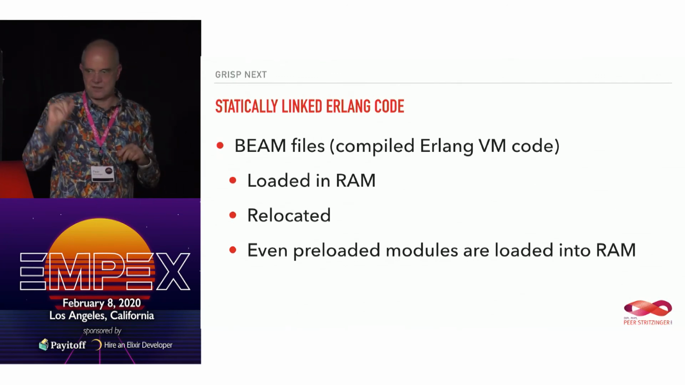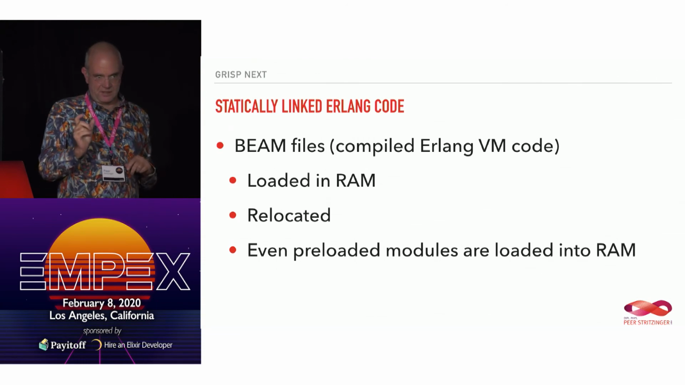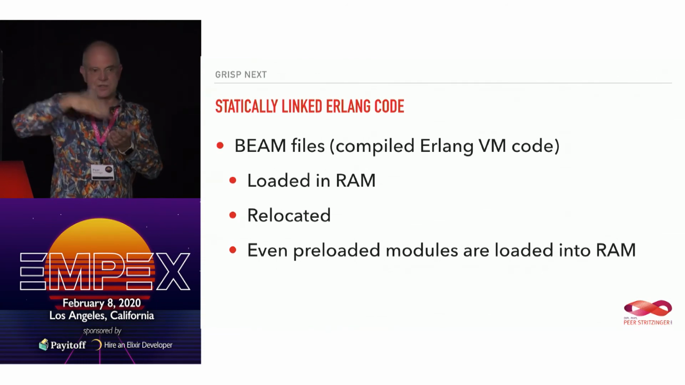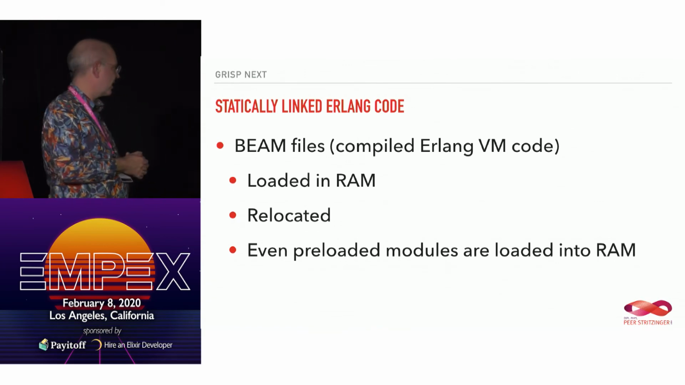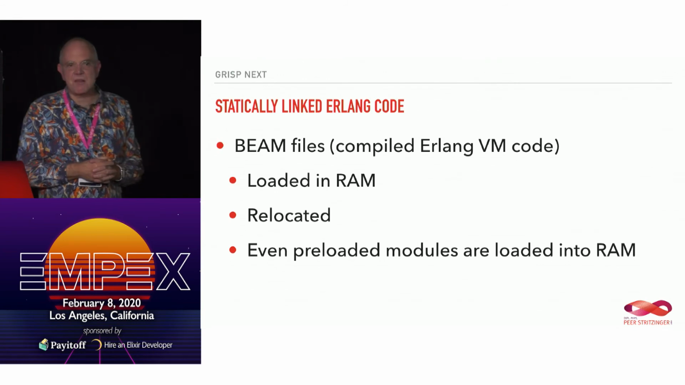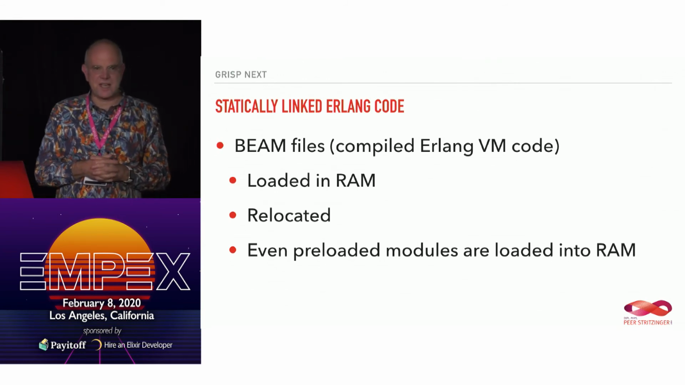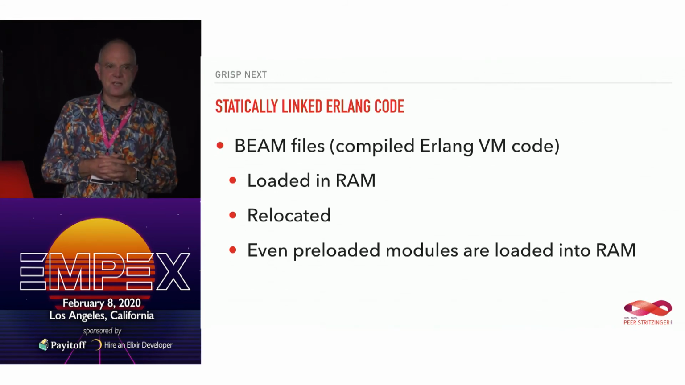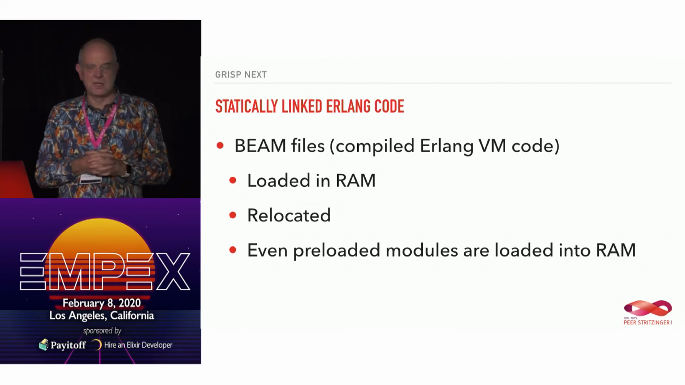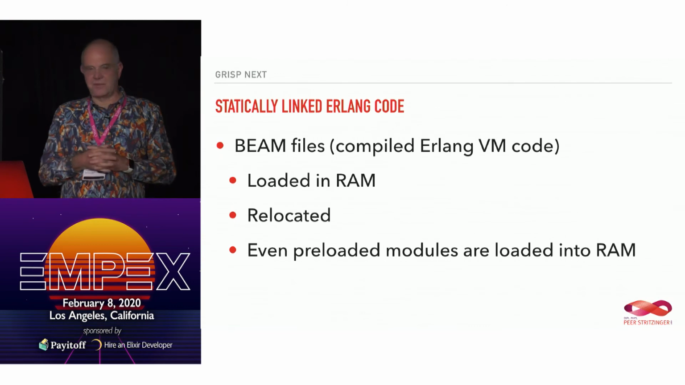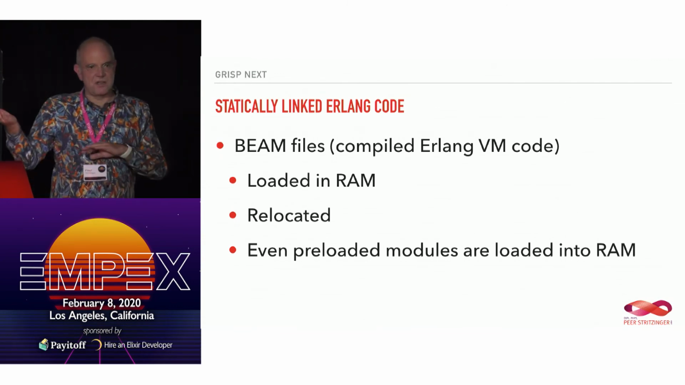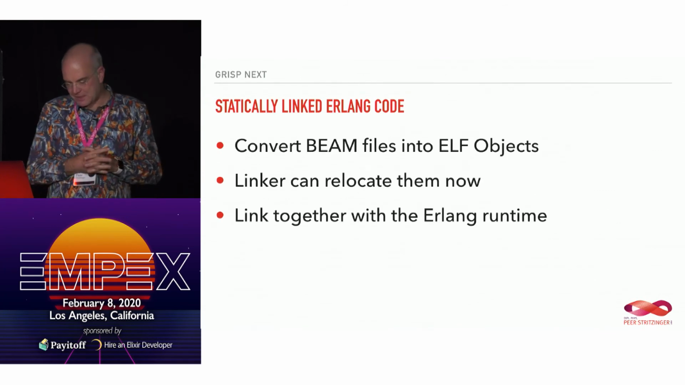And relocation means that all the pointers in the beam file, there are lots of pointers in there, get a certain offset added to where it's actually loaded. And this even happens for the preloaded modules. At first I thought we could use preloaded modules, there are about 8 modules preloaded, because Erlang uses Erlang code to boot the rest of the system. But this doesn't work because it's still loaded in RAM and we only have 1 megabyte of RAM.